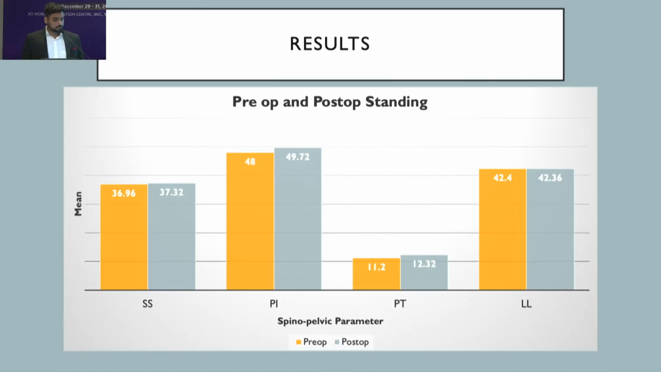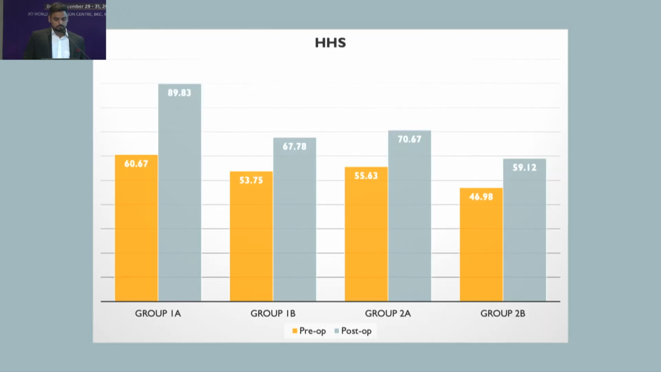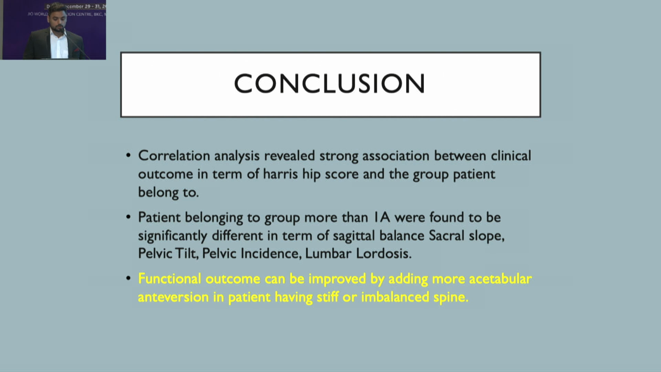So the result is that the parameters compared pre-operatively and post-operatively didn't show much change. Whereas the patients belonging to group 1A had a tremendous improvement in the Harris score, whereas patients belonging to groups 1B, 2A and 2B had comparatively less improvement in the Harris score as compared to patients belonging to group 1A. So correlation analysis revealed a strong association between the clinical outcome in terms of Harris score and the group the patient belonged to.